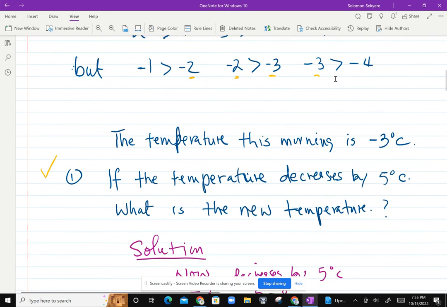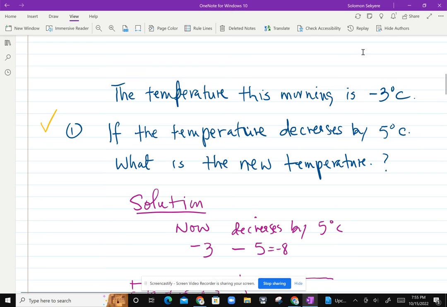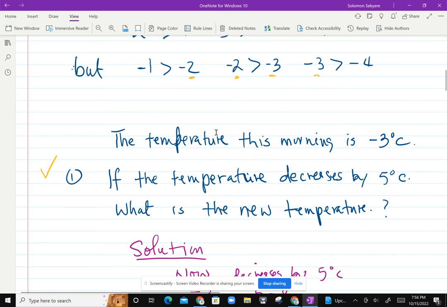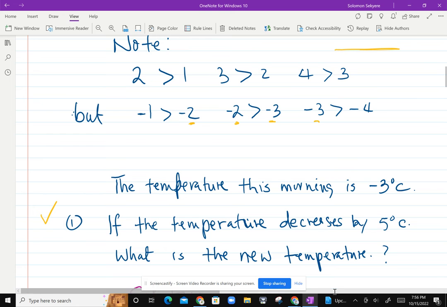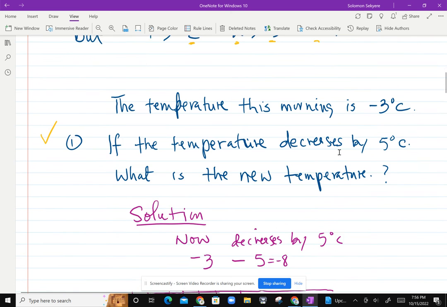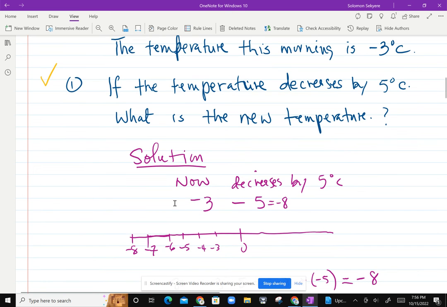Okay, all right. So here's the question. The temperature this morning at Antarctica is negative 3 degrees Celsius. If the temperature decreases by 5 degrees Celsius, what is the new temperature? You were at negative 3, it decreases by 5 degrees. What's going to be the new one? Now it's negative 3. Decreasing means subtraction, right? What is the new temperature now?